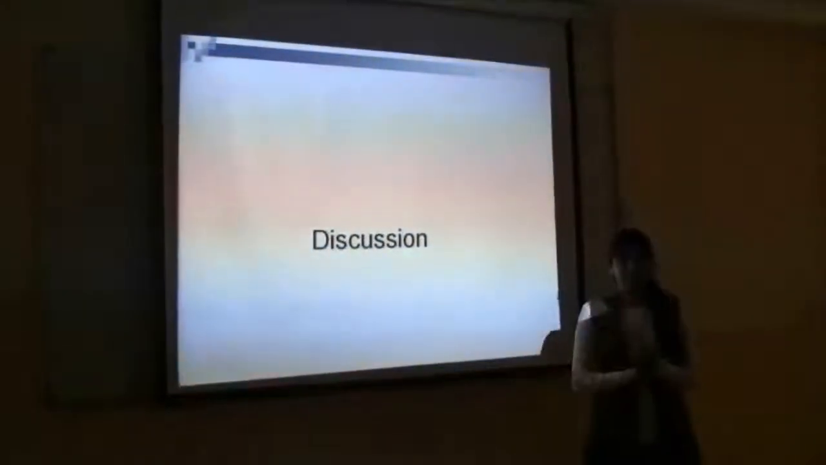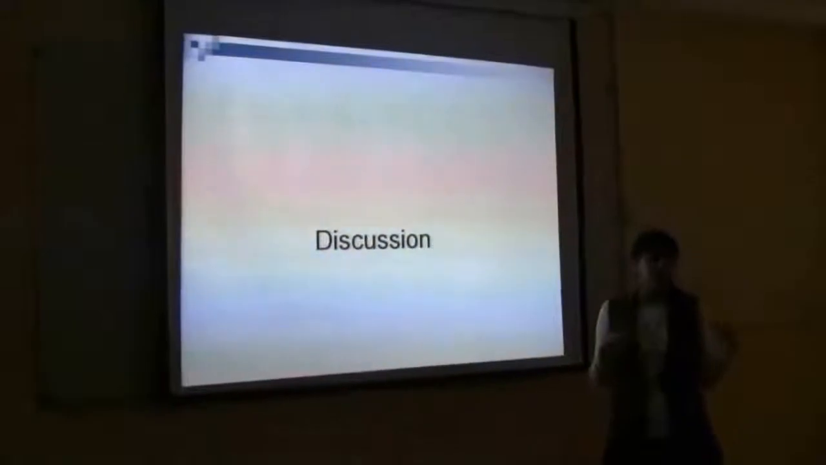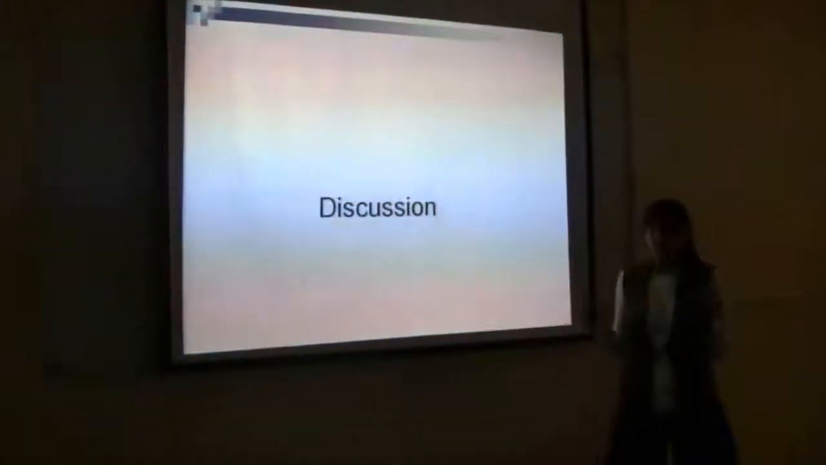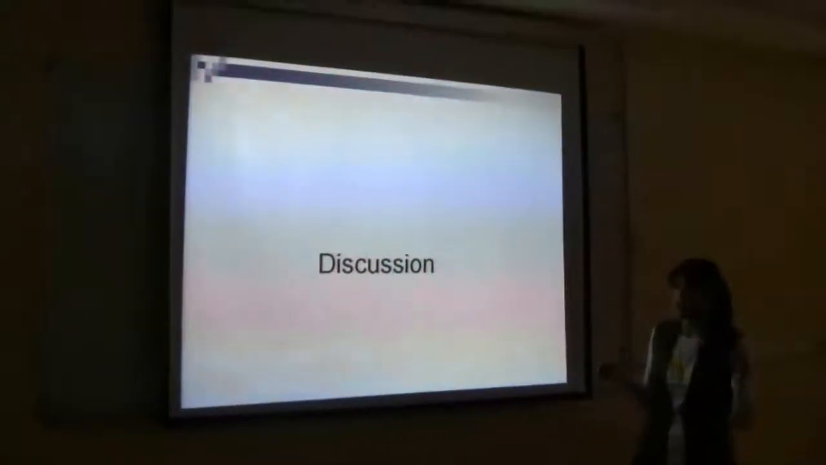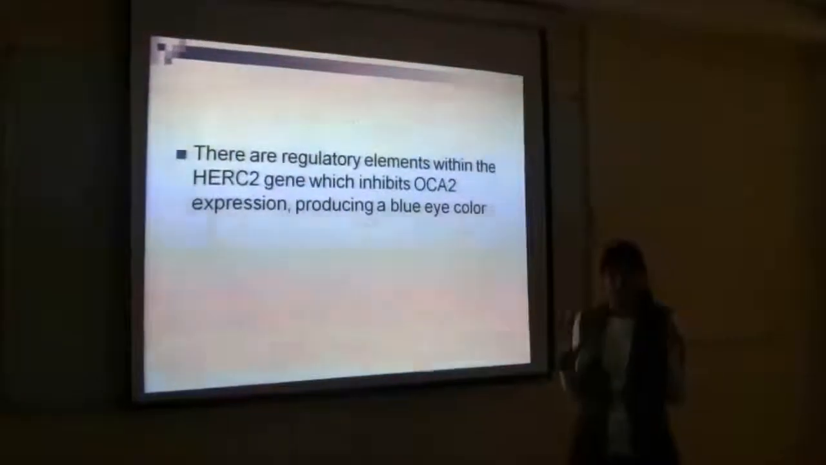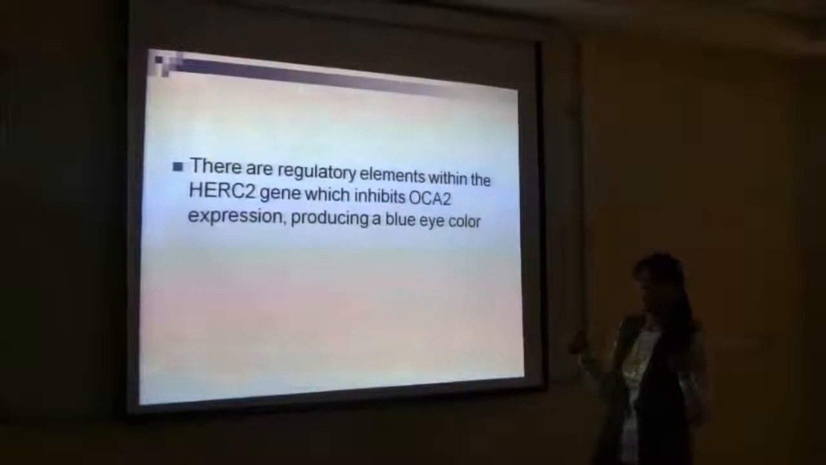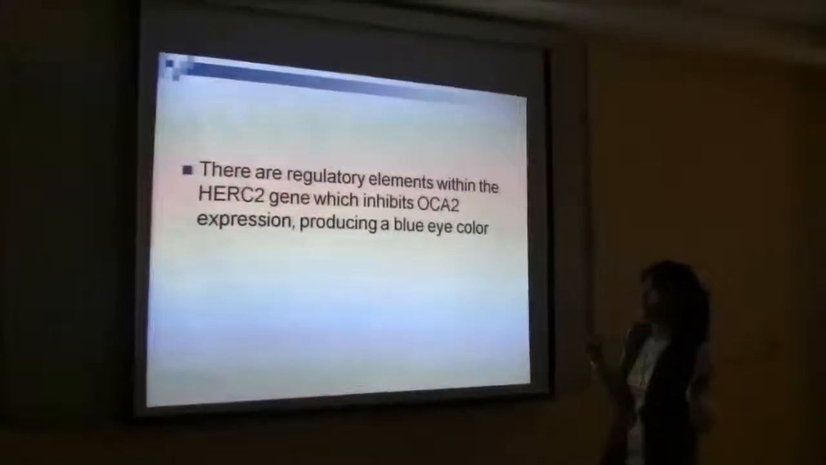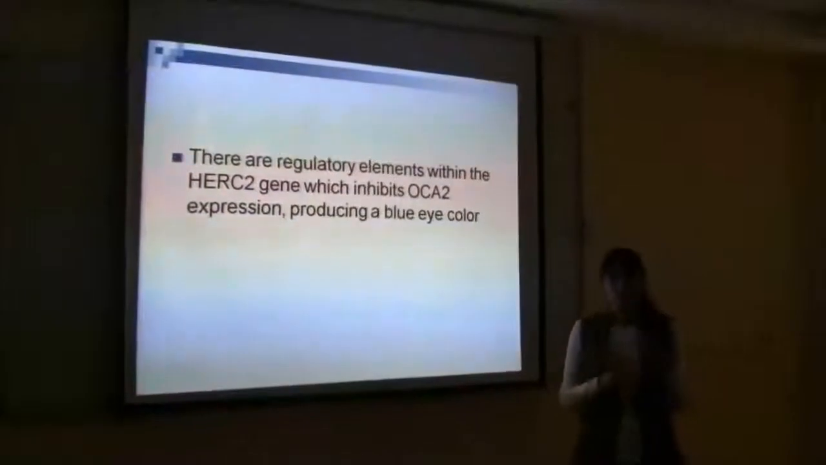Hello, I'm going to discuss with you the overall process and what the correlation actually is between the OCA2 and the HERC2. They found that there are some regulatory elements within the HERC2 gene which inhibit the activation of the OCA2 expression, which is actually going to produce the blue eye color.